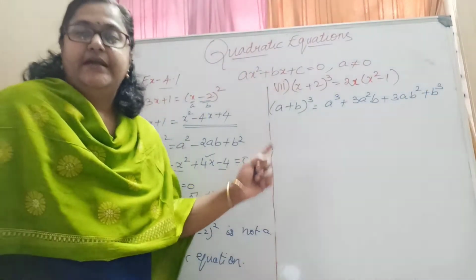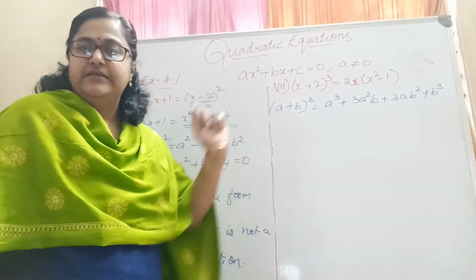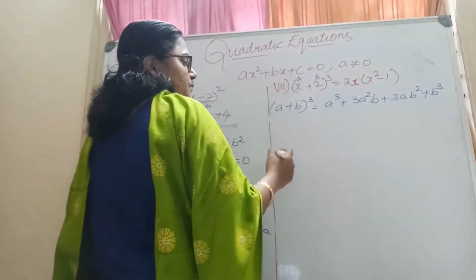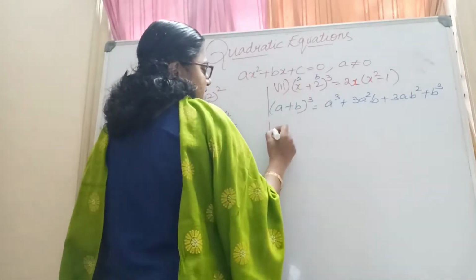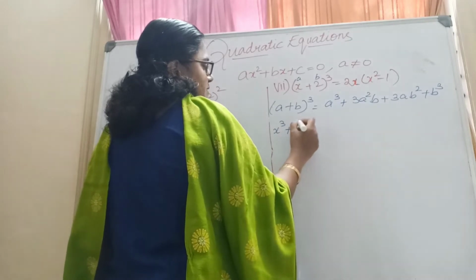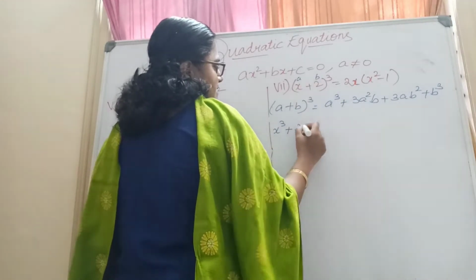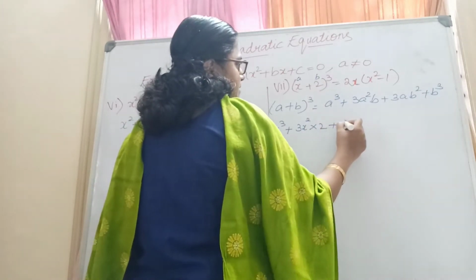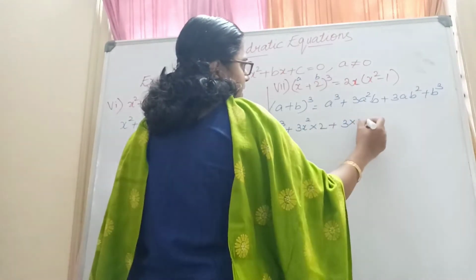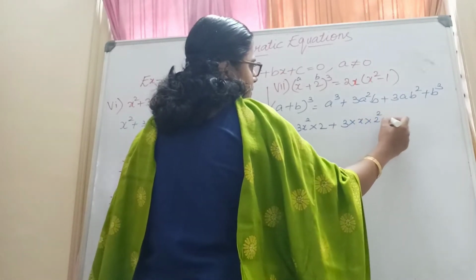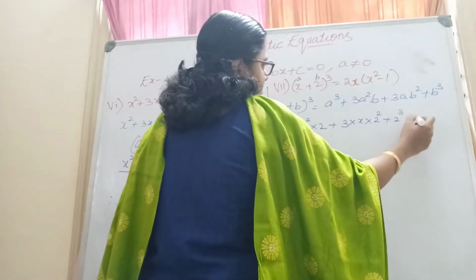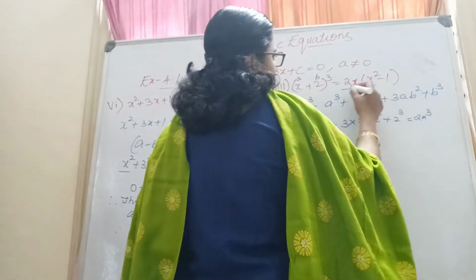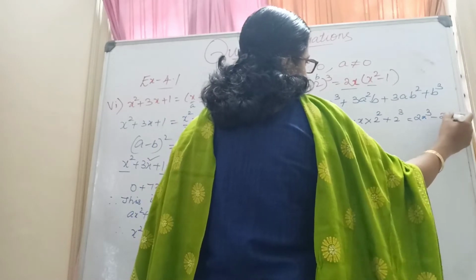Hope you remember all these identities. Okay. We are going to apply this here. Fine. Here my a is x and b is 2. So a cube, that is x cube, plus 3 into a square, that is x square, into b, that is 2, plus 3 into a into b square plus b cube is equal to 2x into x square is 2x cube. 2x into minus 1 is minus 2x.